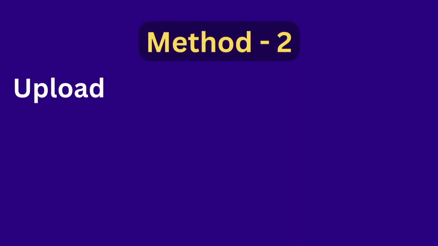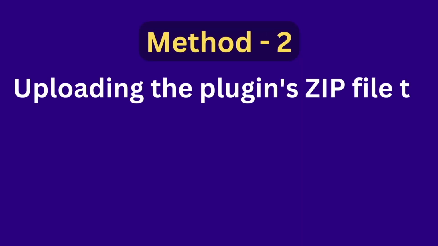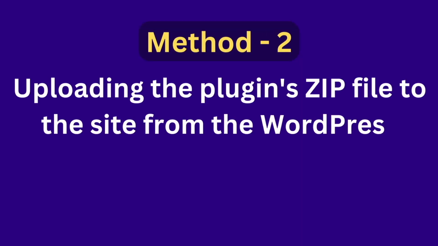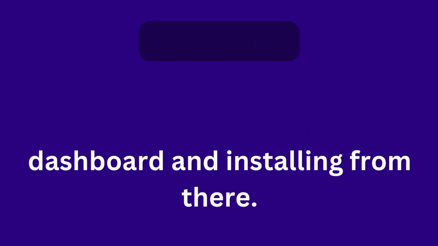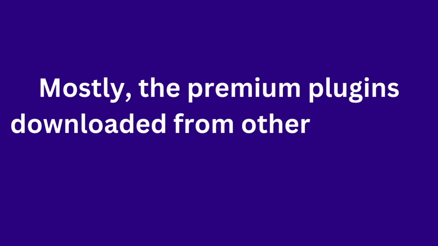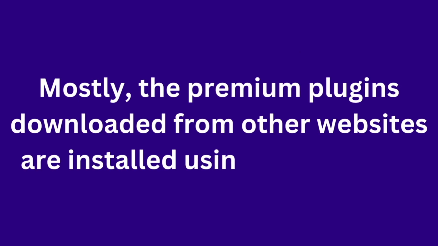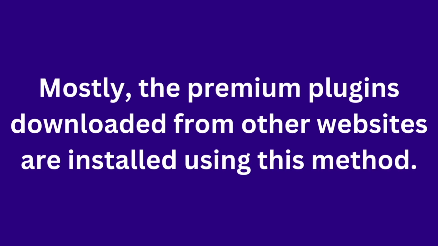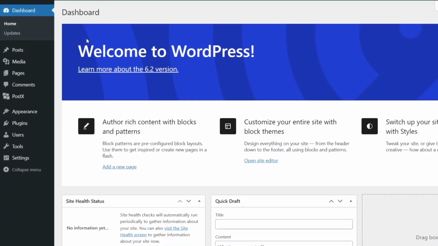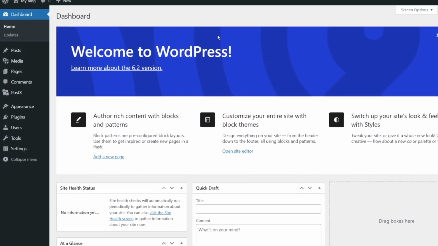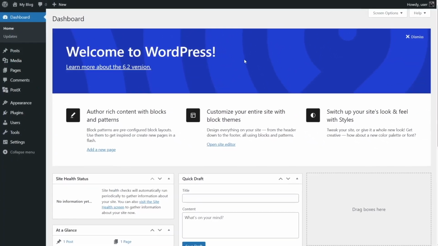The second method through which you can install a plugin is by uploading a compressed or a zip file. Sometimes if you purchase a premium plugin, you're not going to get it through the WordPress dashboard. Rather, you will find it on the website that you purchased it from. In that case, what you have to do is download your premium plugin and upload it from your WordPress dashboard. So we're going to show you how you can do that.